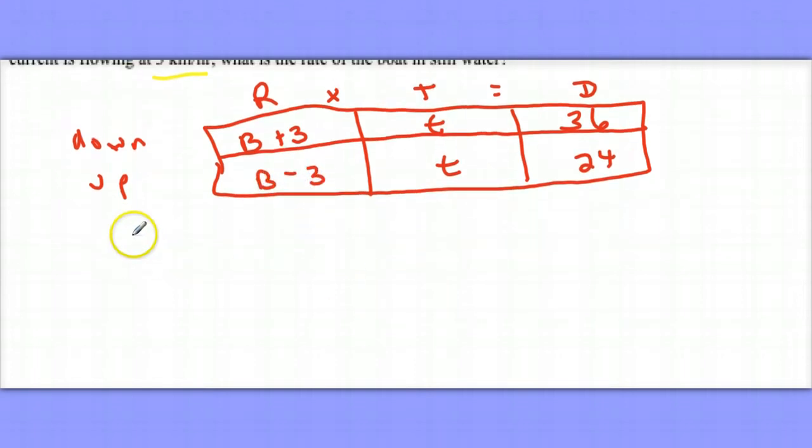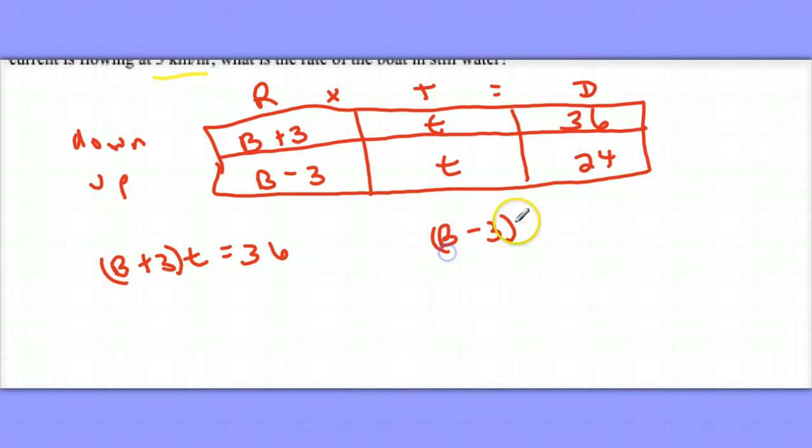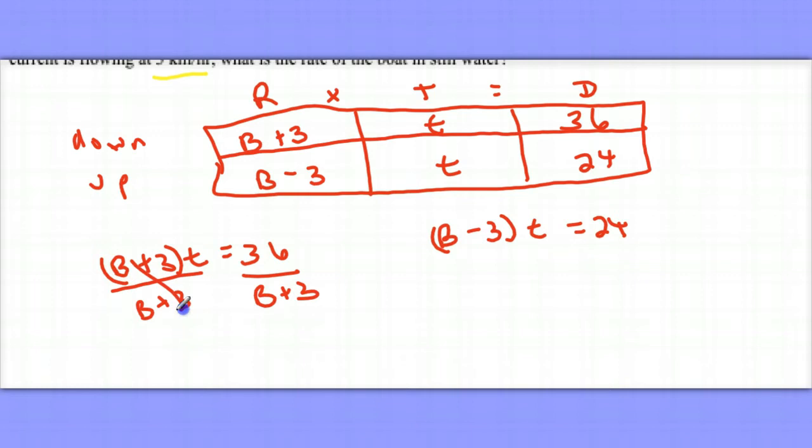So now I'm going to come up with my equation, rate times time equals distance. One for the boat going downstream, and one for the boat going upstream. And what I'm going to do here is solve this equation for t. So I'm going to divide this side of the equation by b plus 3 and my right side of the equation by b plus 3. And it might not be very obvious why I'm doing this, but you'll see in a moment how this makes the problem a bit simpler.